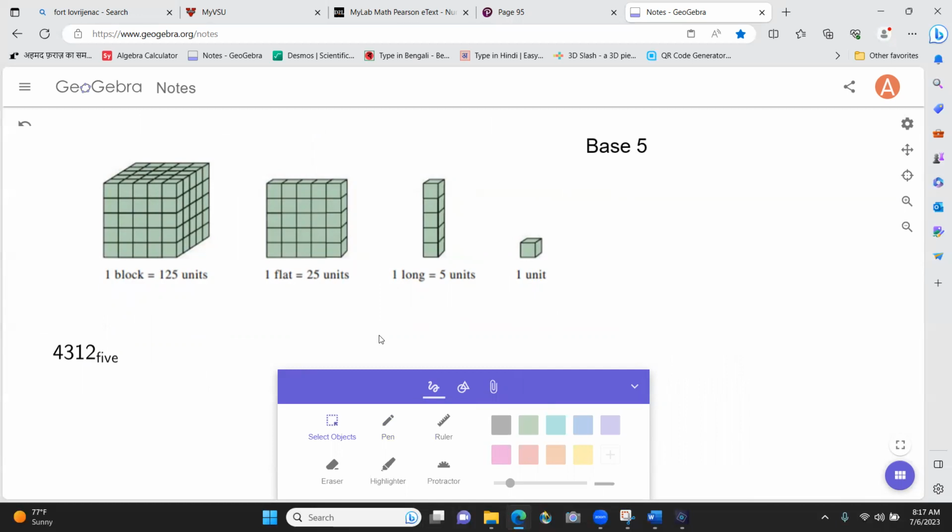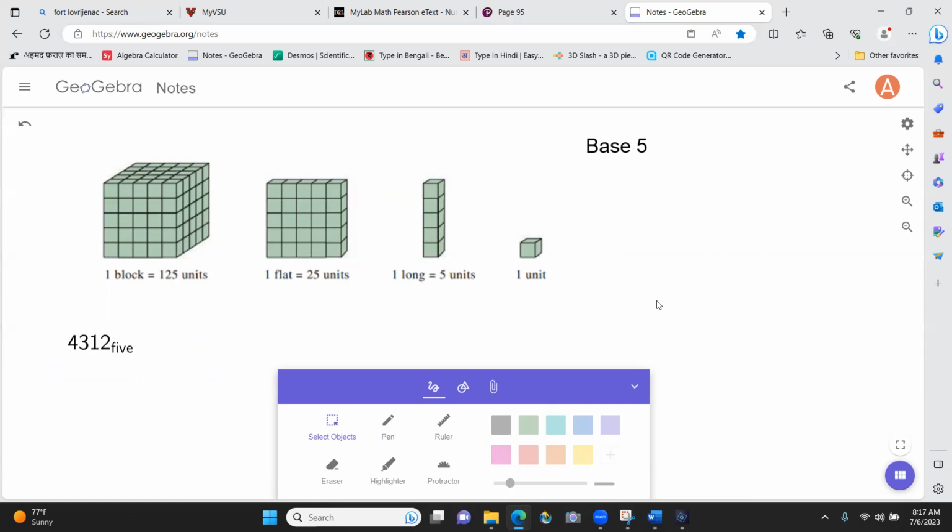To write any number in base 5, you only need 5 symbols, starting with 0: 0, 1, 2, 3, 4. All right. So if you see something in base 5 and there's a 5 here, there's something wrong. There's a typo. Let me go over it once again.